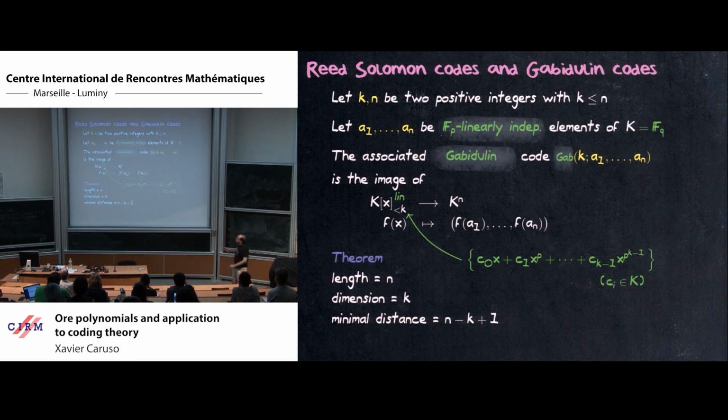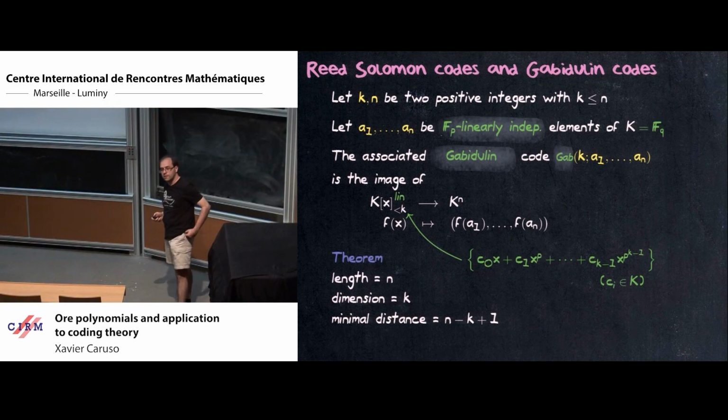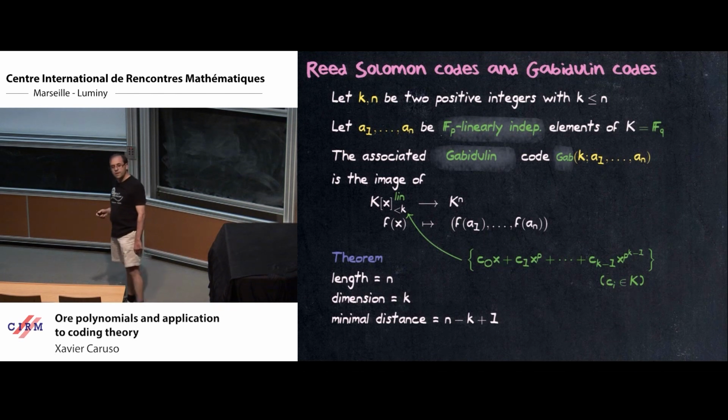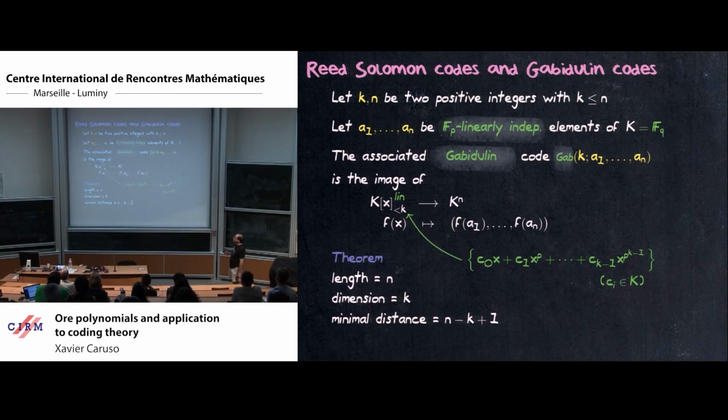And so this is almost the same, except that instead of evaluating polynomials of degree less than k, we are evaluating linearized polynomials of degree less than k. Otherwise, exactly the same. And the point is that we have exactly the same theorem. The length, of course, is n, the dimension is still k, and the minimal distance is still n minus k plus 1. So these are also maximum distance separable codes.